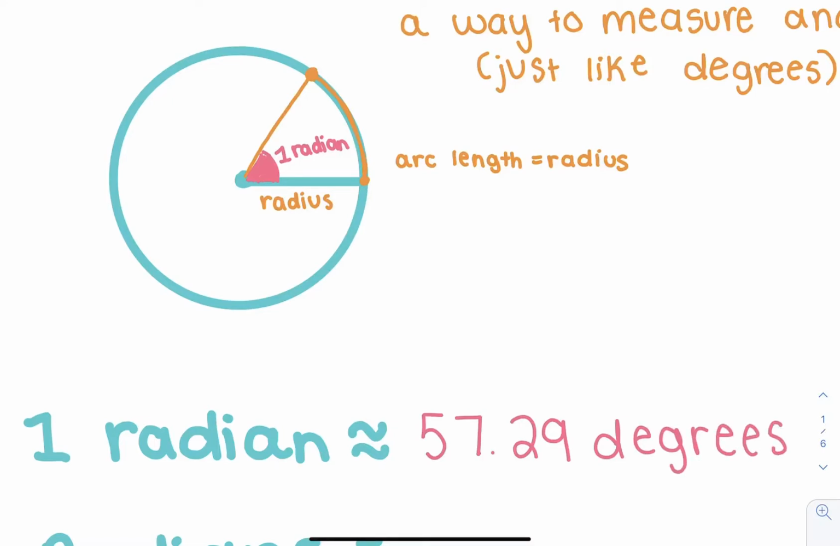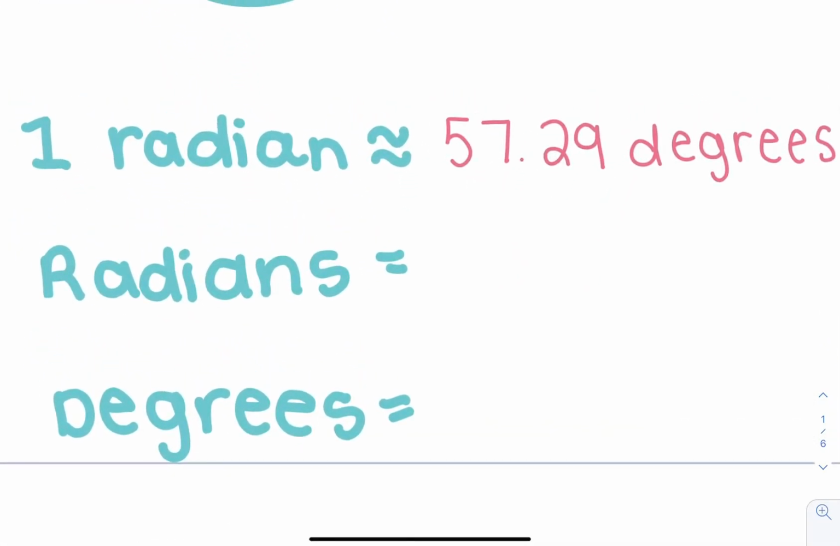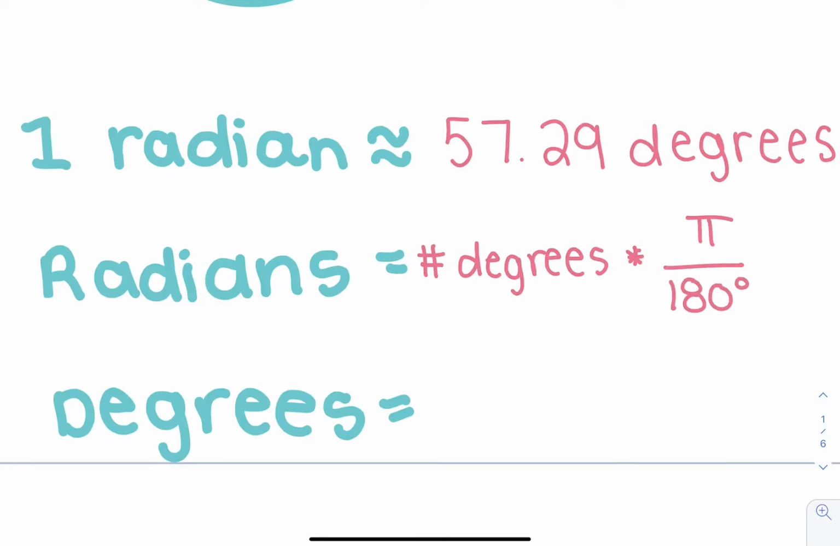And this is just another way that we've decided to measure circles or measure angles. So if you have something in degrees and you want to convert it to radians, you take the number of degrees you have and you can convert it by multiplying by pi over 180 degrees, and you end up with the number of radians. If instead you had a certain number of radians and you wanted to know how many degrees that was, you'd multiply by the opposite. So you'd multiply by 180 degrees over pi.